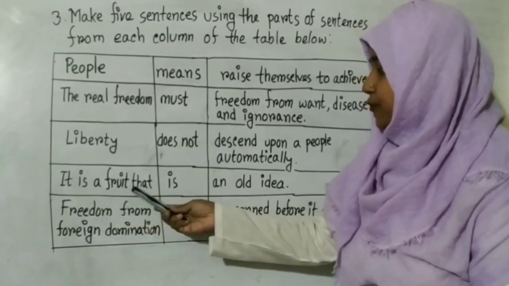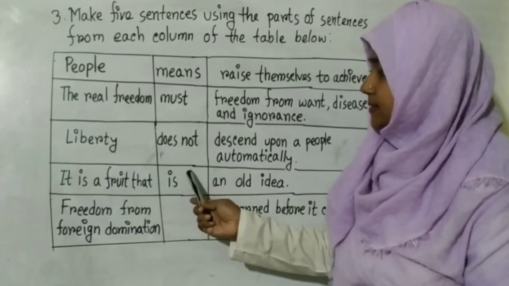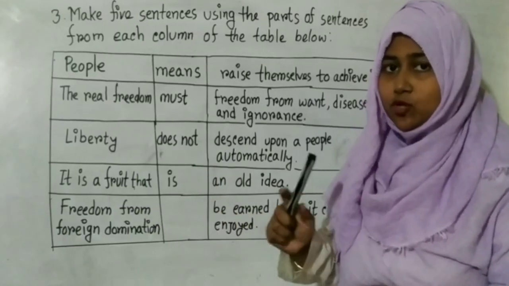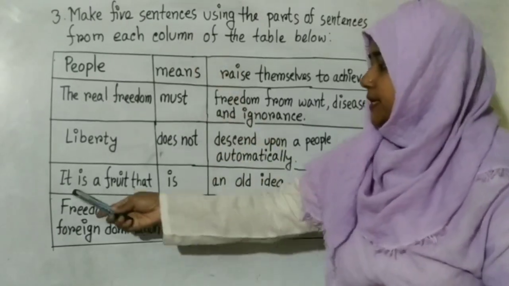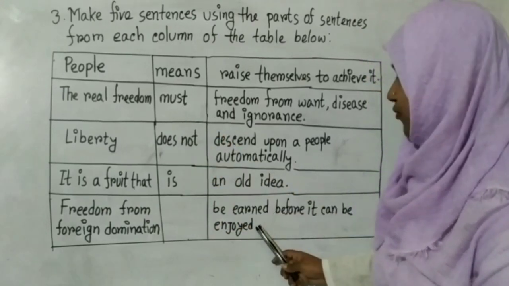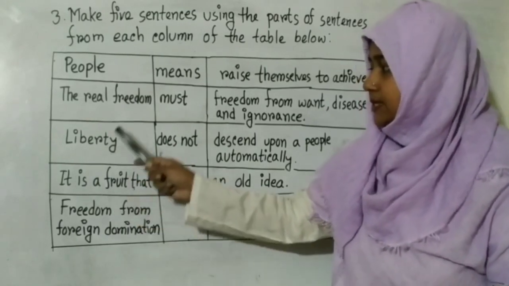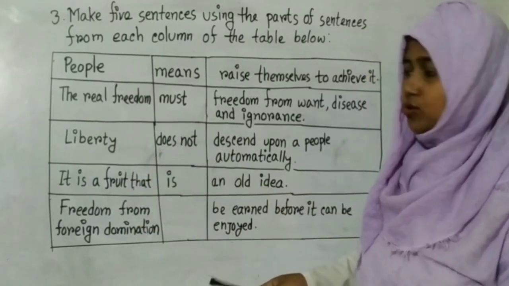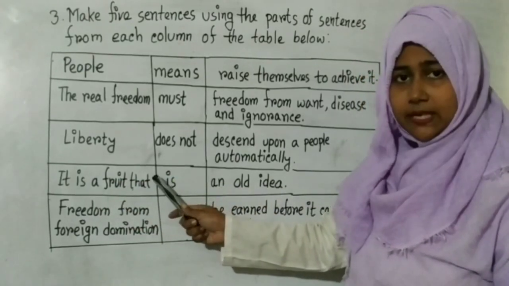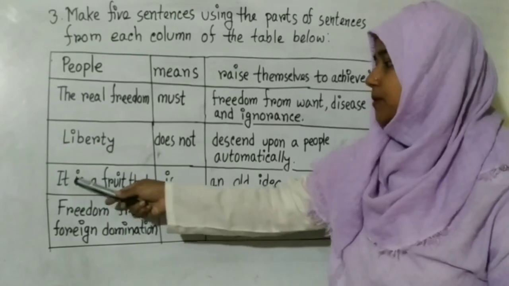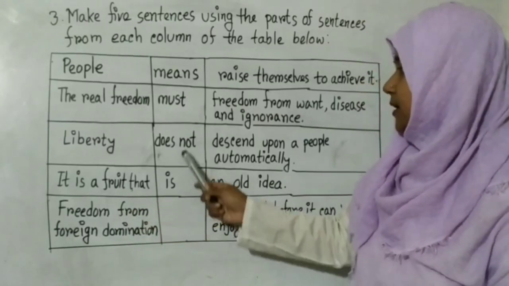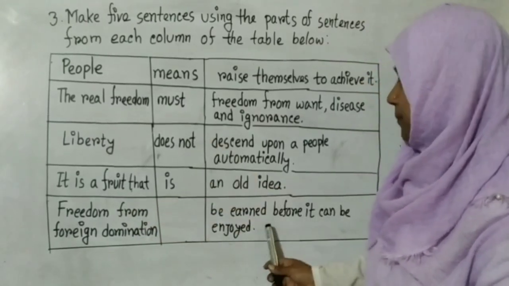Here, it is a fruit that. We have is left, but here it is used as is, so we cannot use it two times. So we can use another verb. It is a fruit that what? That must be earned before it can be enjoyed. We should earn liberty at first and then we can enjoy it. So it has followed the structure of sentence and grammar also. Okay, this is a correct sentence: it is a fruit that must be earned before it can be enjoyed.